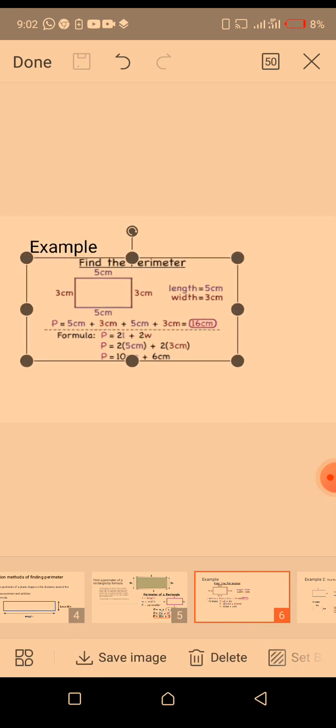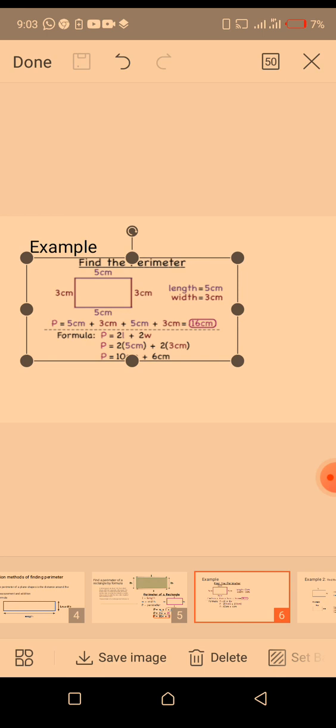Let us take an example by finding the perimeter of a rectangle. Look at the rectangle. On the length side we have 5 centimeter, and on the breadth or width we have 3 centimeter. The perimeter equals, using the formula, what? 5 centimeter plus 3 centimeter plus 5 centimeter plus 3 centimeter.